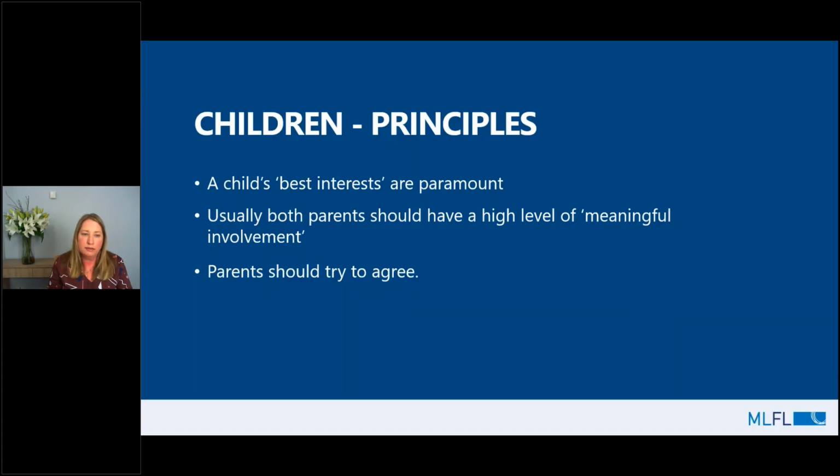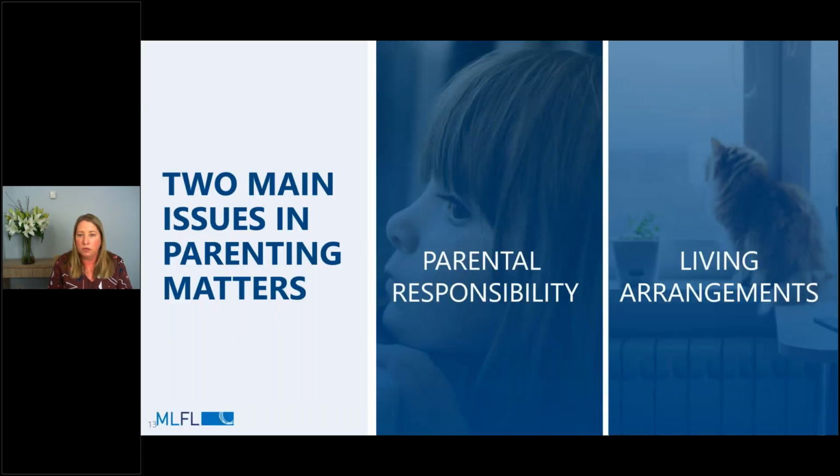So the principles that the court considers in parenting matters are a child's best interests being the paramount consideration. Usually both parents should have a high level of meaningful involvement. Obviously, if there are not those other issues such as child abuse, family violence, etc., parents should try to agree on what happens with their children, which is why the courts introduced the need for the Section 60I certificate. So the two main areas in parenting matters, the areas of dispute that we come across regularly, are what parental responsibility should be allocated and what should be the living arrangements of the child. So let's look at the first of those concepts, parental responsibility.